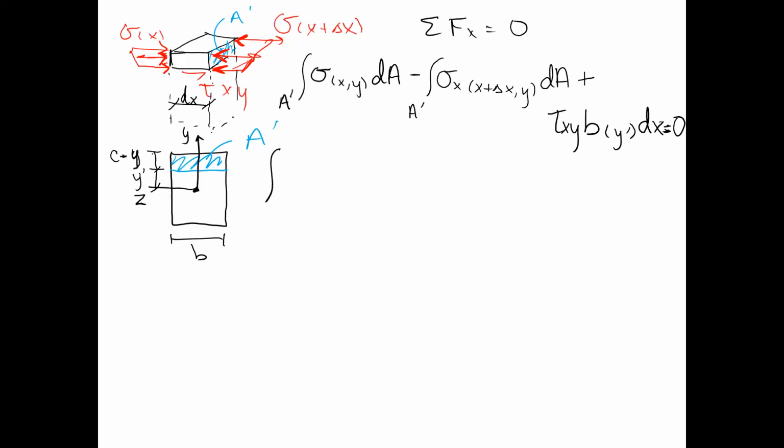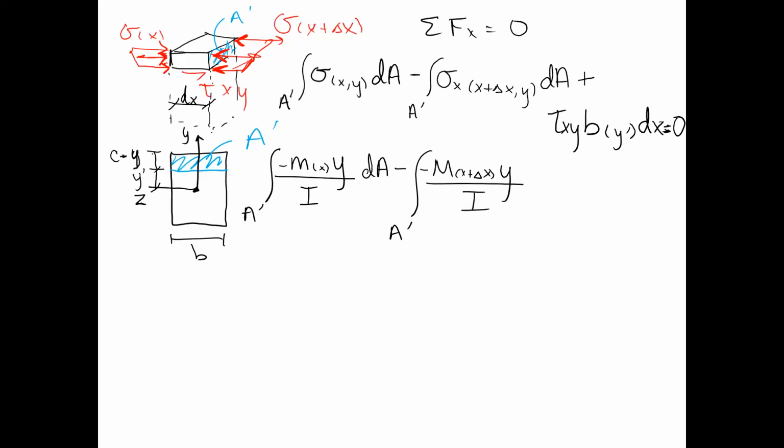So we can plug in for sigma x. We know that sigma x is negative M times y divided by I. So we integrate that minus the integral of negative M at x plus delta x times y over I. Plus tau xy B y prime dx, that all equals 0.